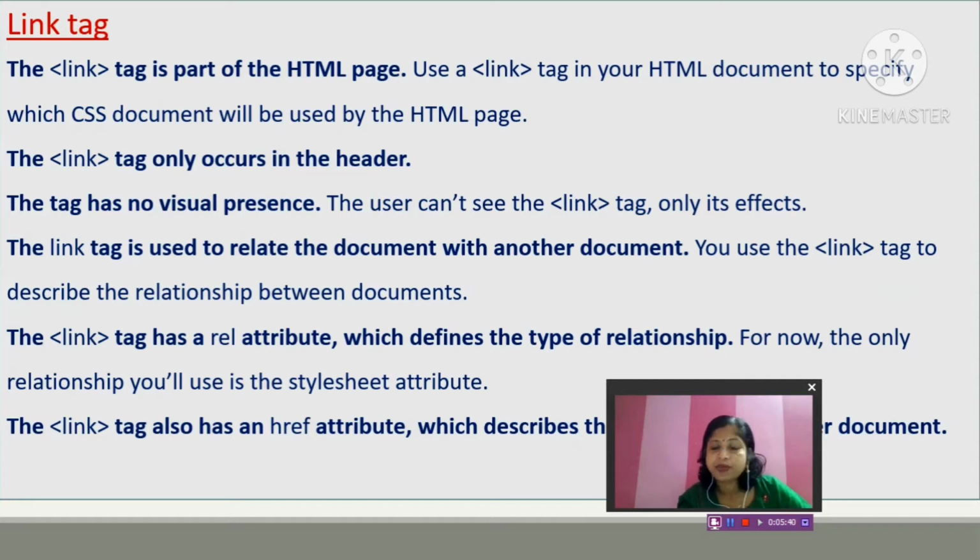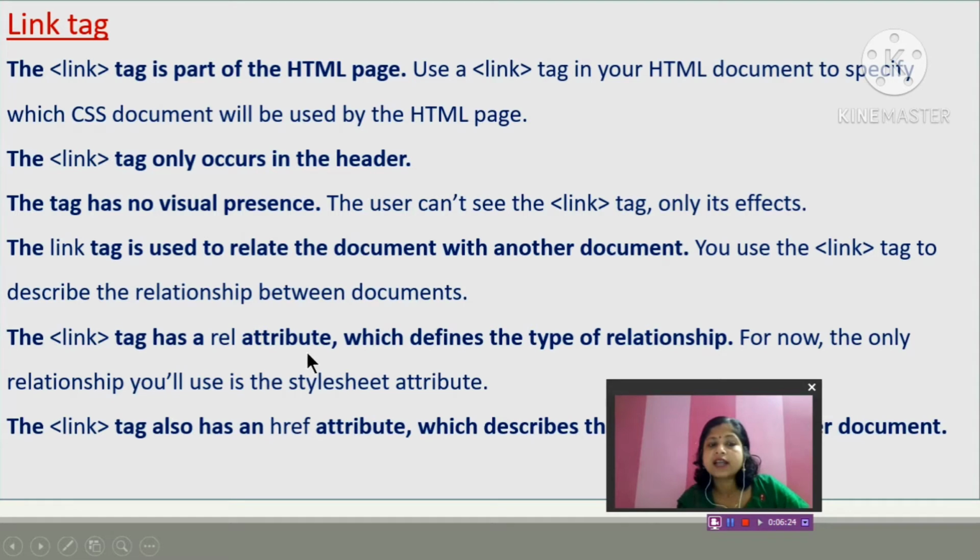Previously, when we were writing the a href link tag, it became blue in color with an underline, and when you took the mouse pointer over it, it became a hand symbol. This type of effect will not be shown; it will not be visible to you. You cannot see it, but you can see the effects. The link tag is used to relate the document with another document. That is clear, because one HTML document will be there and one CSS document will be there. When both are linked together, we use this link tag. You use the link tag to describe the relationship between the documents.